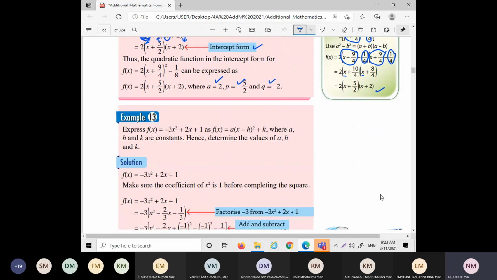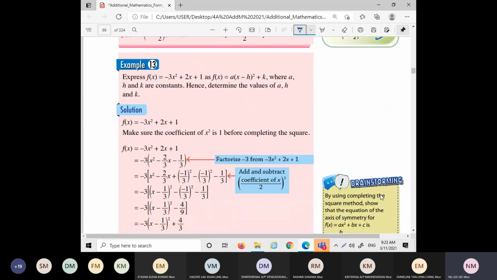Okay, now we go to another example. Example 13. Express this. This is in general form, as this. So this is in vertex form. So just now as I say, general form to vertex form is using completing the square.